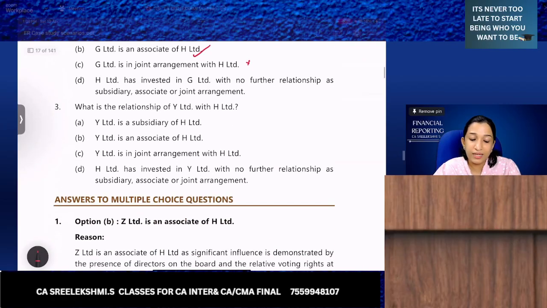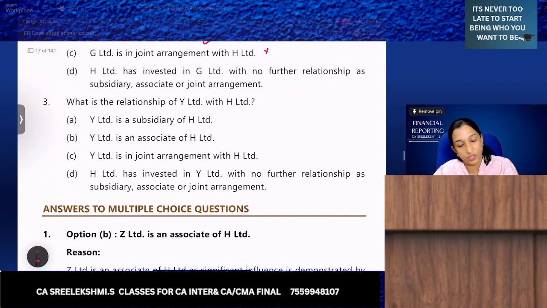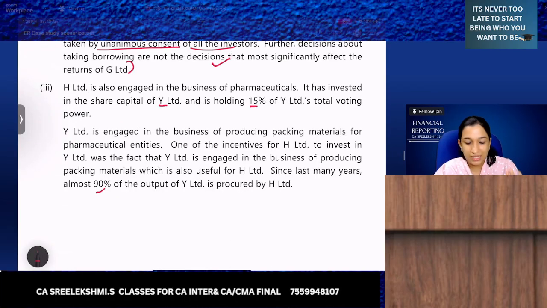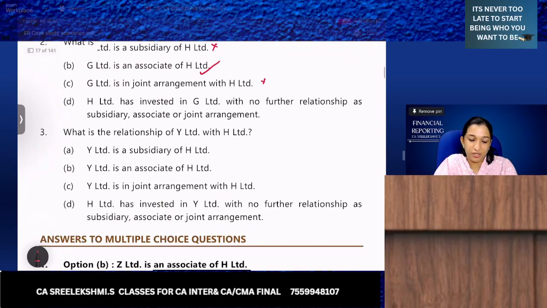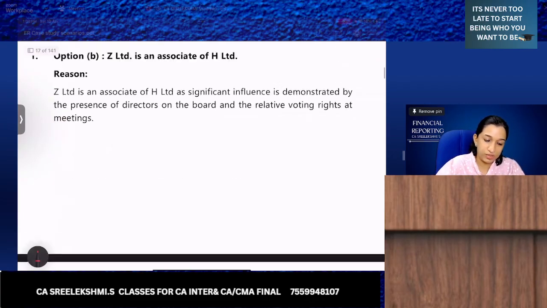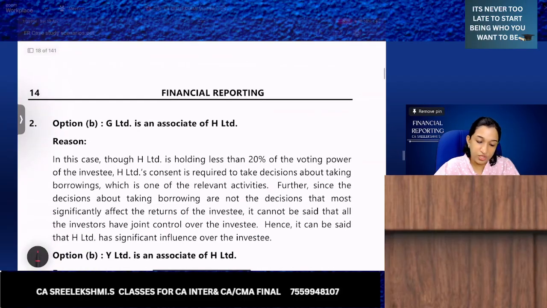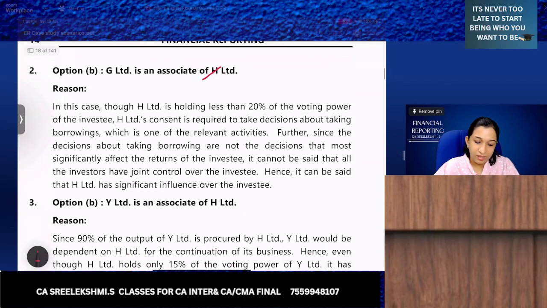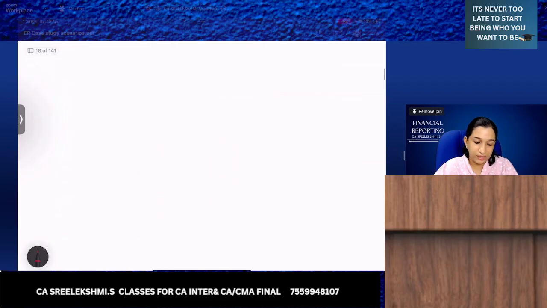Now, what is the relationship of Y Limited with H Limited? There is dependency. 90% of the output of Y Limited is procured by H Limited, but there is only a 15% share. So not a subsidiary, but you can conclude it as an associate. So here Z is an associate due to significant influence, G is an associate and Y is also an associate.